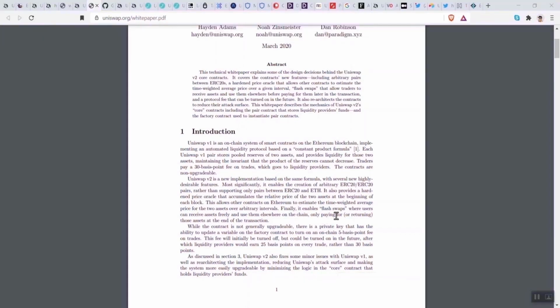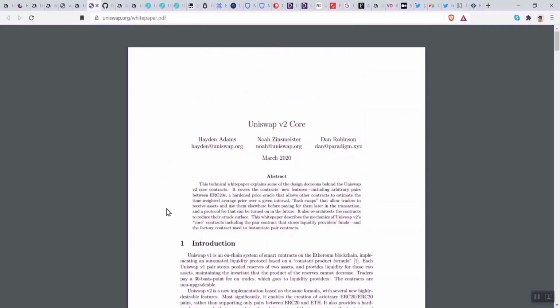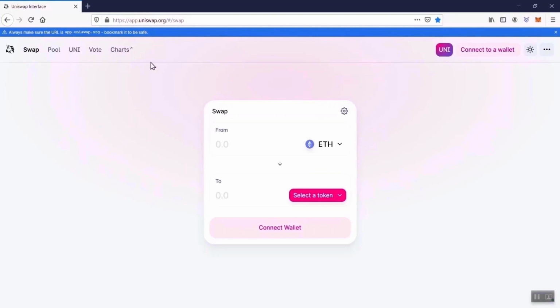This also makes reference to things called flash swaps, in air quotes, where users can receive assets freely and use them elsewhere on the chain, only paying for or returning those assets at the end of the transaction. These are just two of the various features of Uniswap, or specifically V2, available here in its white paper. Some recommended reading there. But returning to the website, for some reason the app is not working in Brave browser, thus I'm using Firefox, just as a side note in case you're having a similar issue.